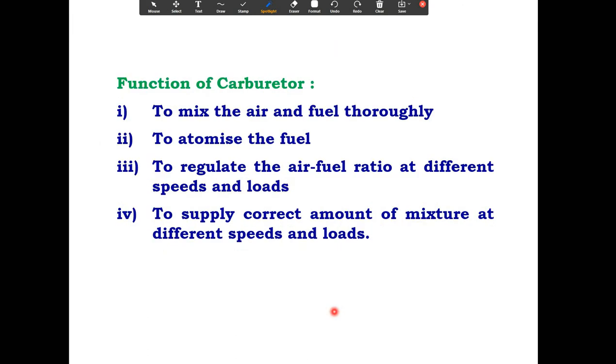So what are the functions of the carburetor? To mix the air and fuel thoroughly, to atomize the fuel, to regulate the air and fuel ratio at different speeds and loads, and to supply the correct amount of the mixture at different speeds and loads.